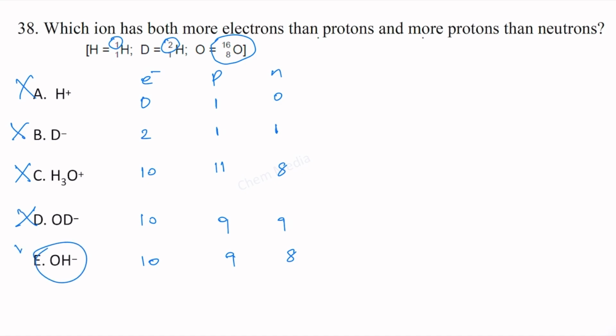OH minus is the correct answer. Here we have more electrons than protons and more protons than neutrons. Therefore option E is the correct choice here.